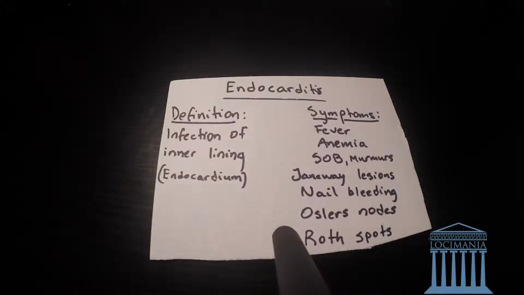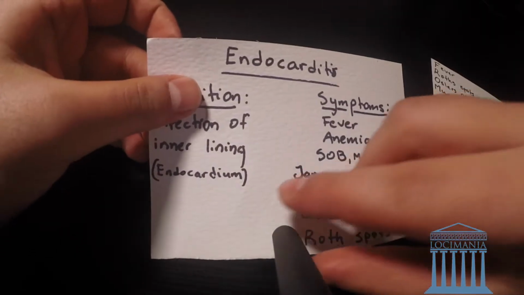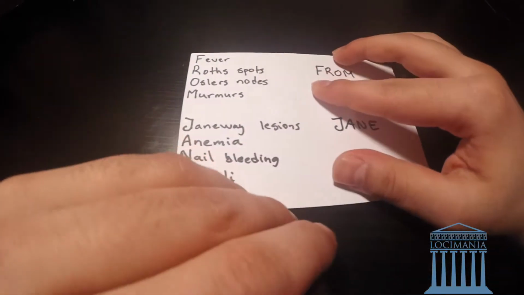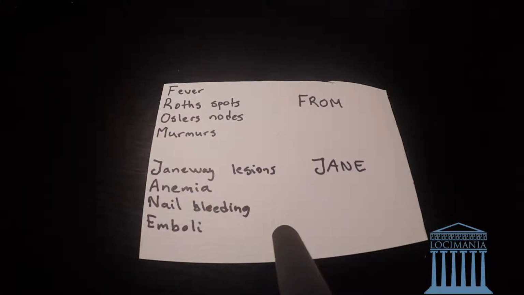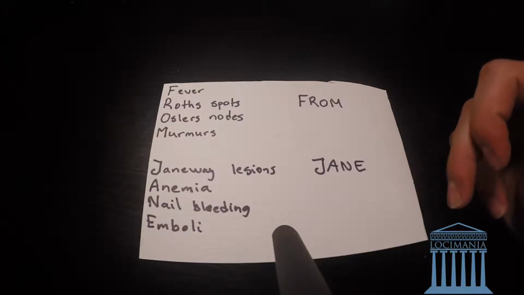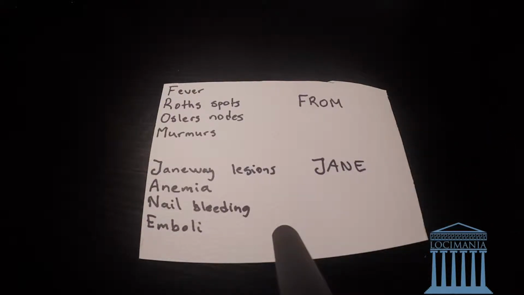I'll give you a mnemonic right away. I call it From Jane because of the Janeway lesions. So you write down From and Jane. F for fever, R for Roth spots, O for Osler's nodes, and M for murmurs. And then you have Jane, J for Janeway lesions, of course, A for anemia, which can occur in this kind of patient, N for nail bleeding, and E for emboli, which is one of the complications.